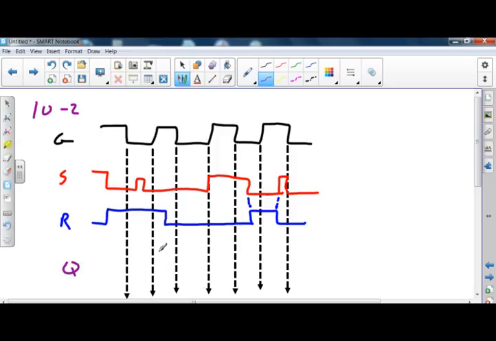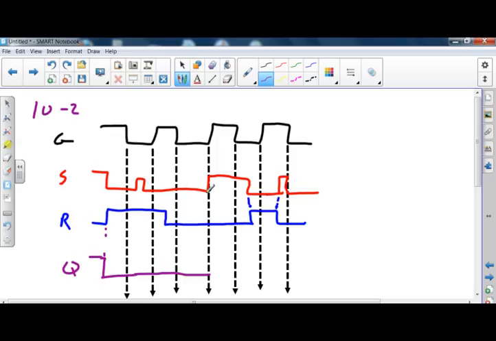Okay, so if the gate's off, Q doesn't change. Alright, but right here I have a set and the gate's on, so I'm going to start high. As soon as the reset happens, I'm going to go low. I'm going to stay low. I have to stay low until the next set. Once I get low, I can't go up again.